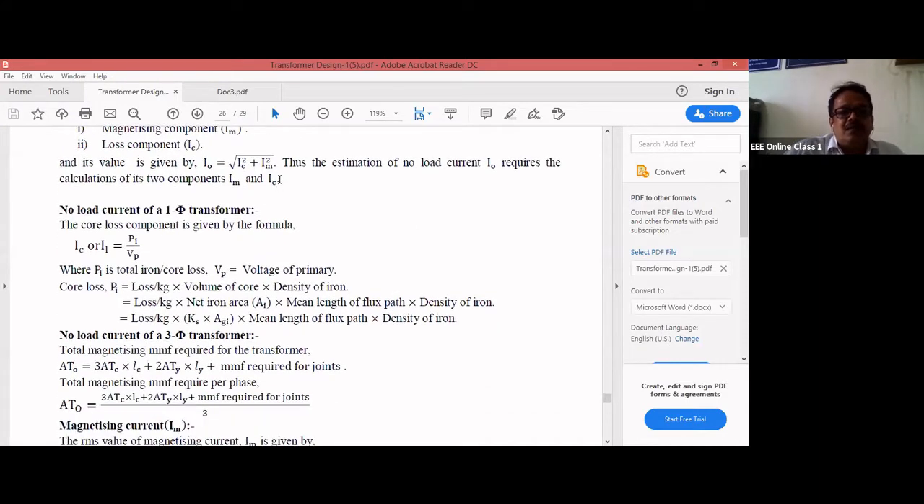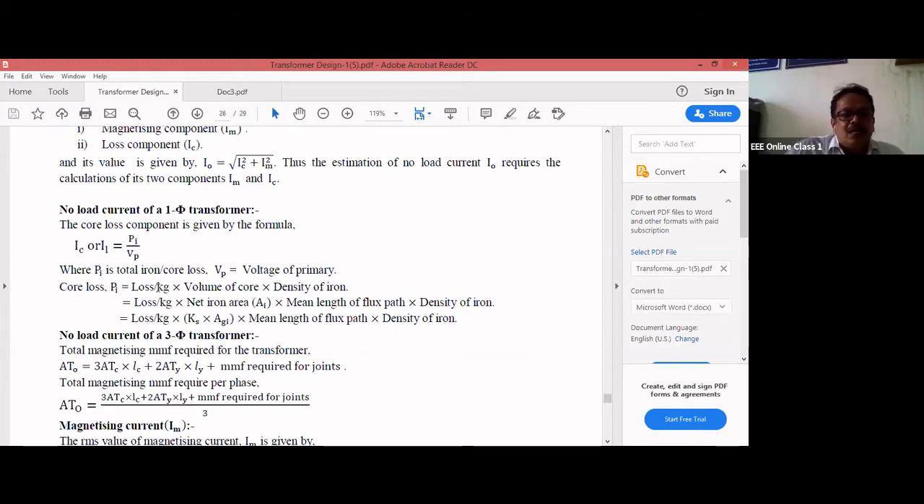First, let us calculate the core component or core loss component. No load current for a single phase transformer, let us calculate. The core loss component is given by the formula IC is equal to PI divided by VP, where PI is nothing but the total iron or core loss, and VP is the voltage of the primary.